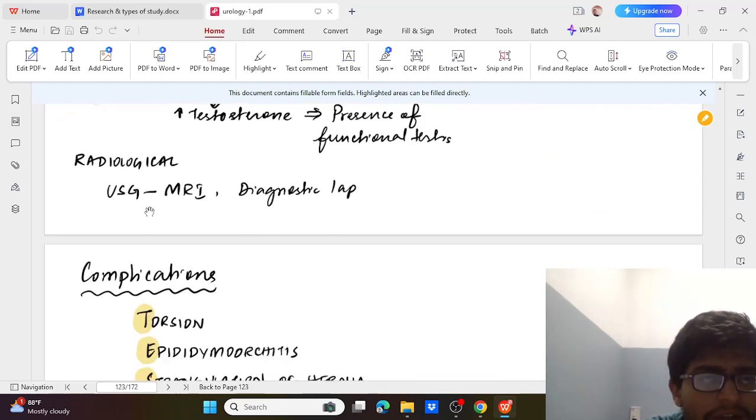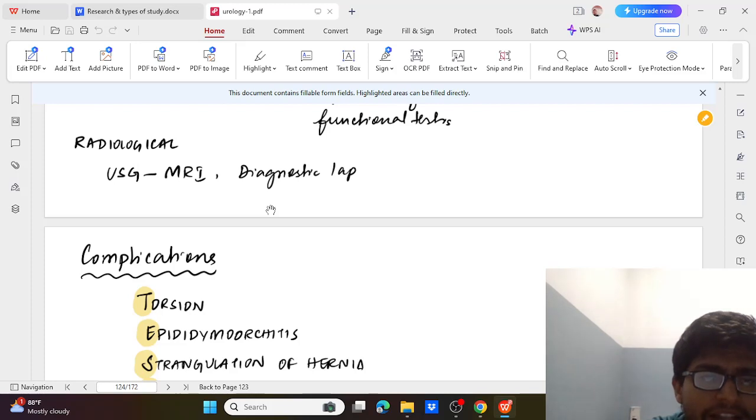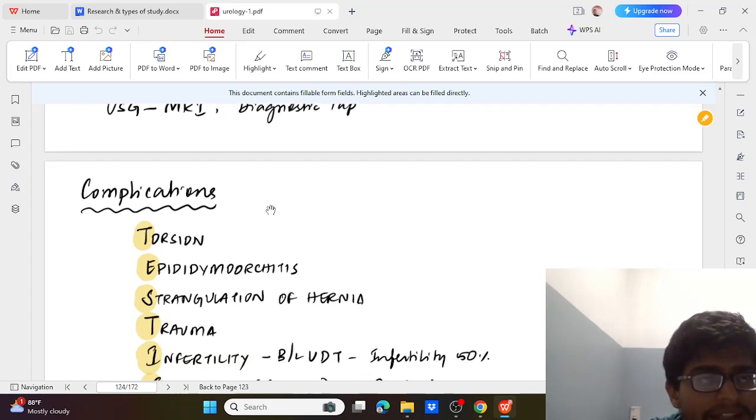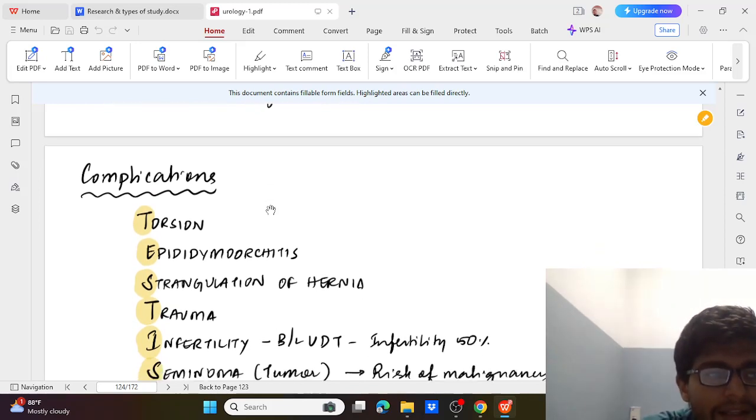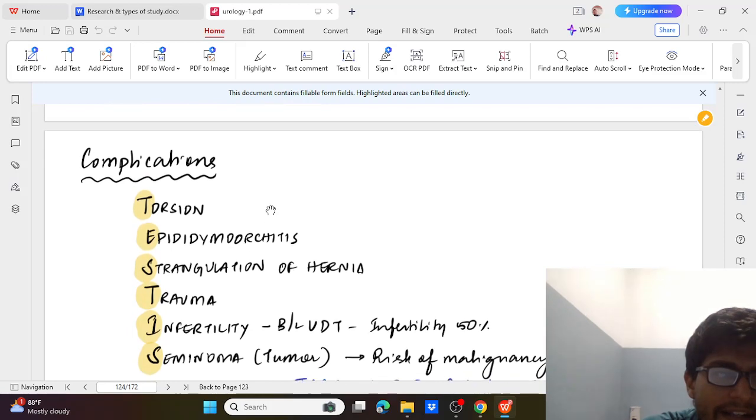Then imaging: we will go for ultrasound, and if needed MRI, if there is intra-abdominal consideration of the testis, and the best is diagnostic laparoscopy, which is the gold standard for confirming the ectopic testis if it is not found in the inguinal region. Then complications of undescended testis.